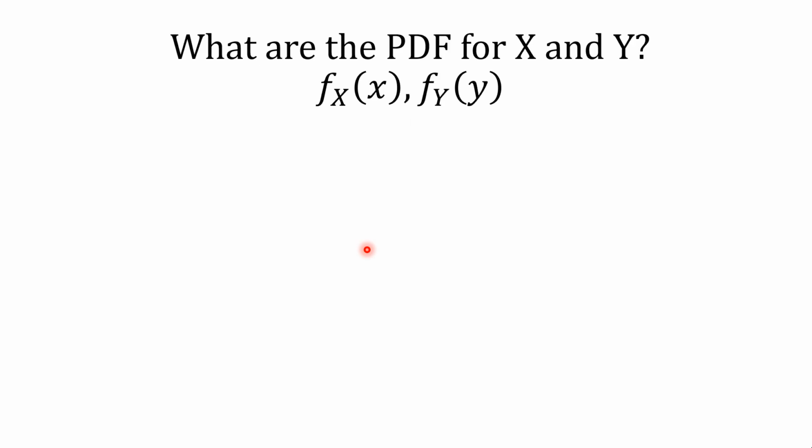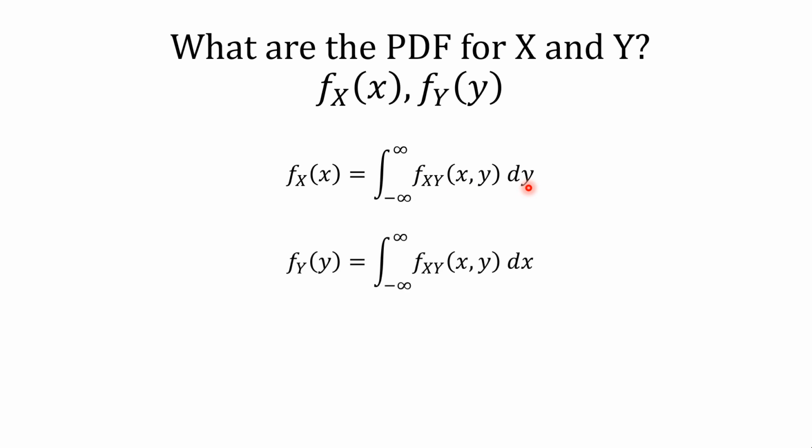For the first calculation, we should know two formulas, fx of x and fy of y. Fx of x, a single random variable probability density function, can be calculated by integrating a bivariate PDF with respect to y. Similarly, the single random variable probability density function of variable y can be calculated by integrating a bivariate PDF with respect to x.